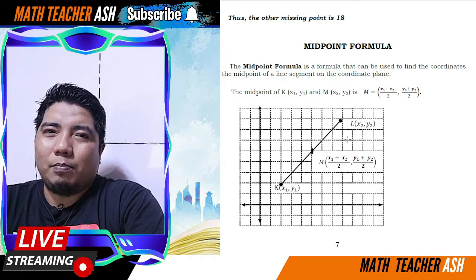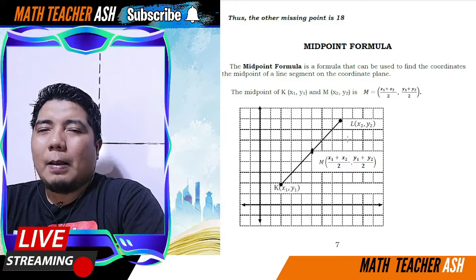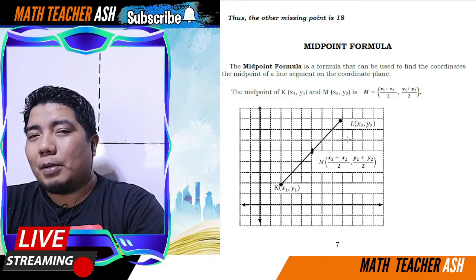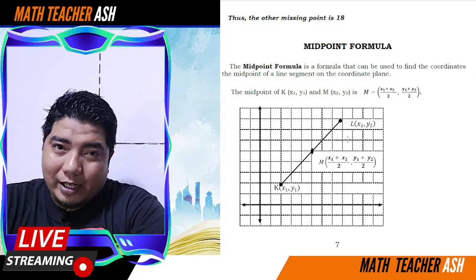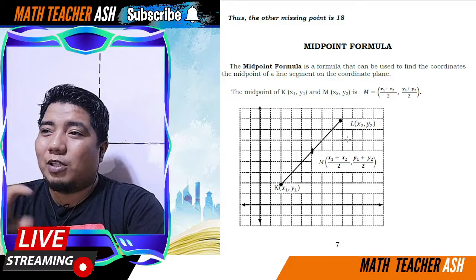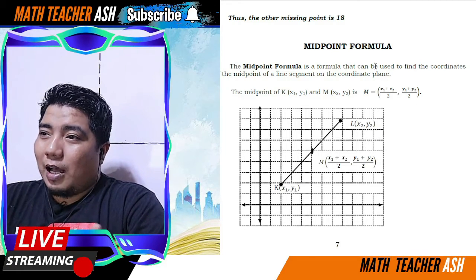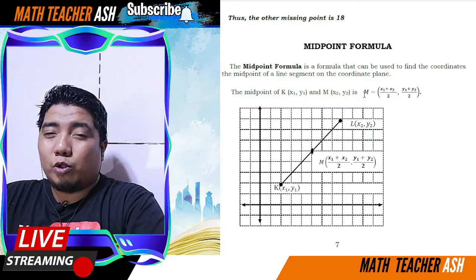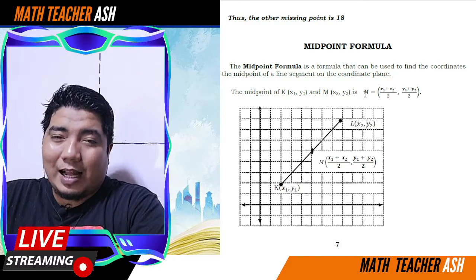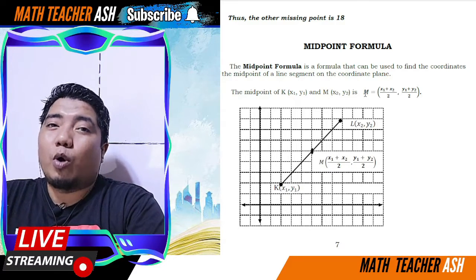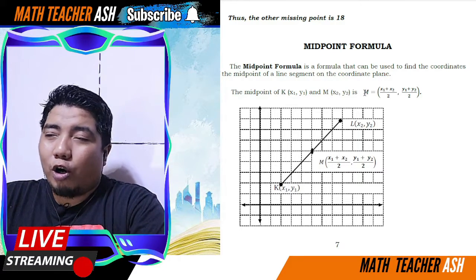So, if the distance formula is used to get the distance, the midpoint formula is used to get the coordinates of the midpoint. My dear math learners, make sure you remember that the midpoint formula is used to get the coordinates, not the distance of the middle, right? Okay? It is the coordinates of the midpoint.